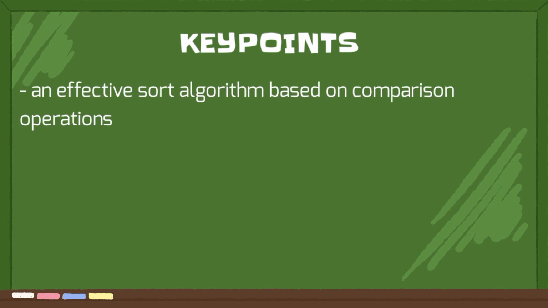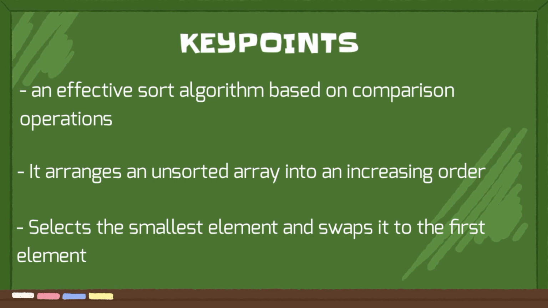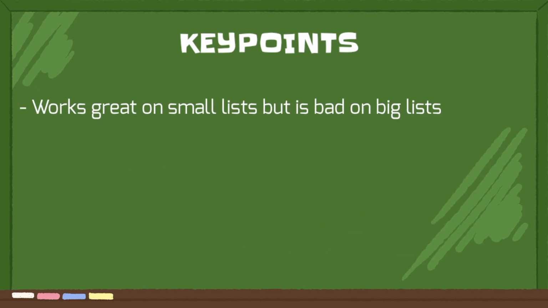Selection sort is an effective and efficient sort algorithm based on comparison operations. It arranges an unsorted array into a sorted one, where the items of the list are in increasing order. You need to select the smallest element in the array and move it to the beginning of the array by swapping with the first element. It works great on small lists but does a bad job when handling a big list.